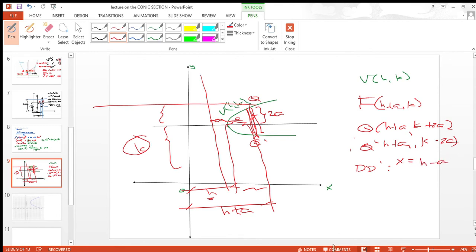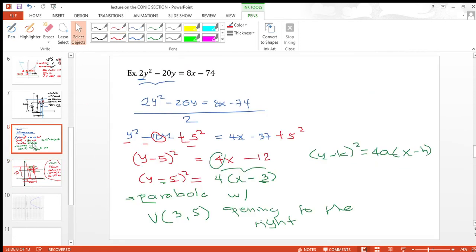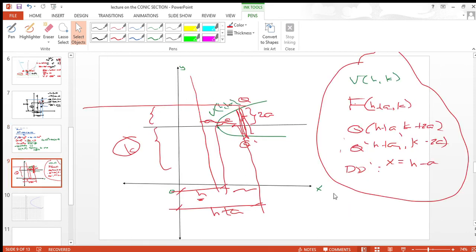So, with those entries now, gagamitin natin itong details na to draw our final parabola. And what do we know? Balik tayo rito. Ano yung h, k natin? 3, 5. Ano yung 4a? Diba 4a is 4. 3, 5, 4. So, sulat natin.